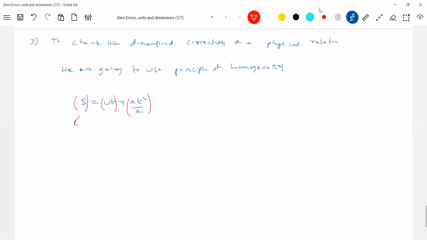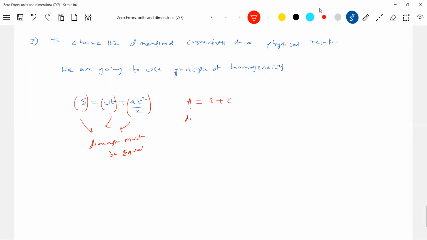According to the principle of homogeneity, the dimensions of LHS should be equal to the dimensions of RHS. And not only that, even the dimensions of these terms must be equal. So we put it in a simple way: if A equals B plus C, the dimensions of A must be equal to B, and the dimensions of B should be equal to C. Not like the dimensions of A equal to the sum of dimensions of B and C. That's a wrong thing.